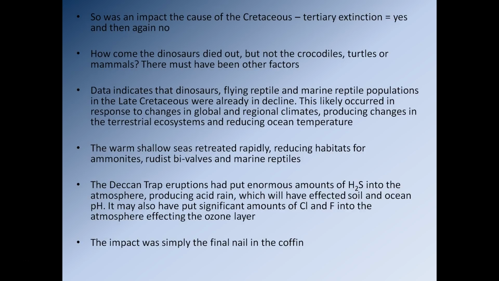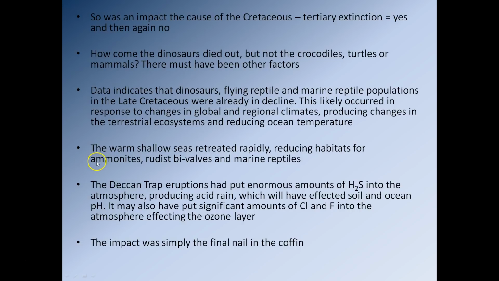So the data indicates that the dinosaurs, flying reptiles, and marine reptile populations in the late Cretaceous were already suffering. Okay? They were either in decline, or they were being squished into smaller and smaller areas as the global climate changed. So they were under pressure. And this change likely occurred in response to changes in global and regional climates, producing changes in the terrestrial ecosystem and reducing ocean temperatures. So conditions were going against the dinosaurs, the flying reptiles, the marine reptiles.